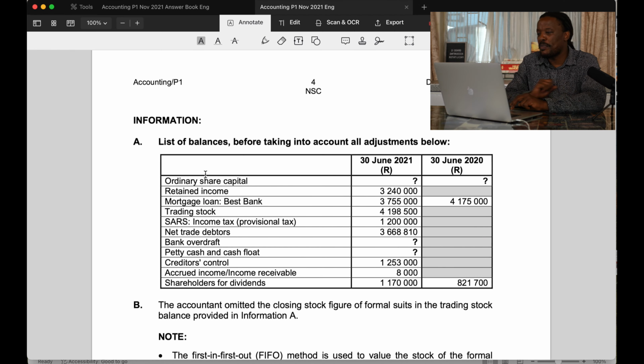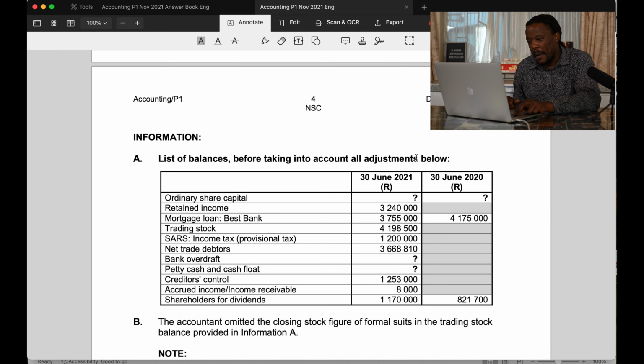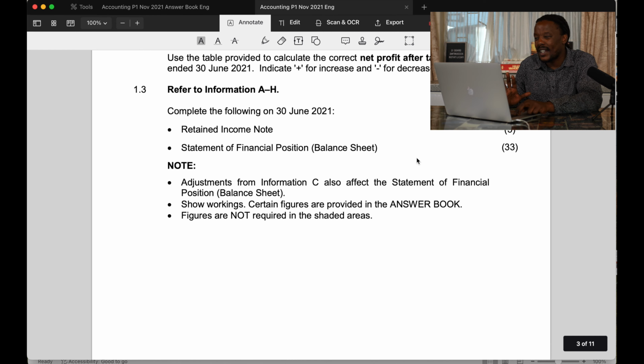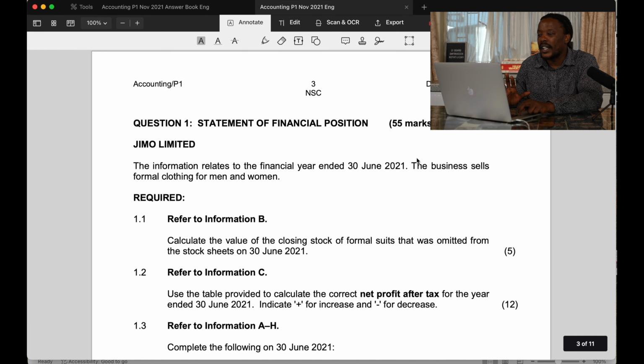Information A, list of balances before taking into account all adjustments below. Ordinary share capital, question mark, because they were asking us about that. But let's look at the required part before we get carried away.